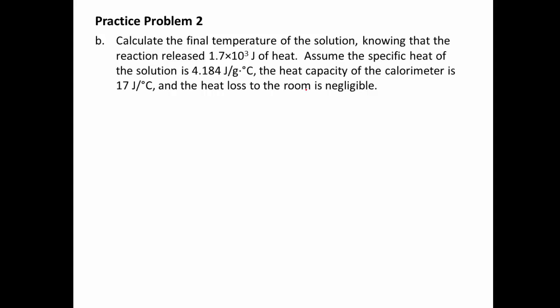Let's calculate the final temperature of the solution, knowing that the reaction released 1.7 times 10 to the third joules of heat. Assume the specific heat of the solution is 4.184 joules per gram degree Celsius. The heat capacity of the calorimeter is 17 joules per degree Celsius, and the heat loss to the room is negligible. So what we're going to do is first identify all of our Q terms.